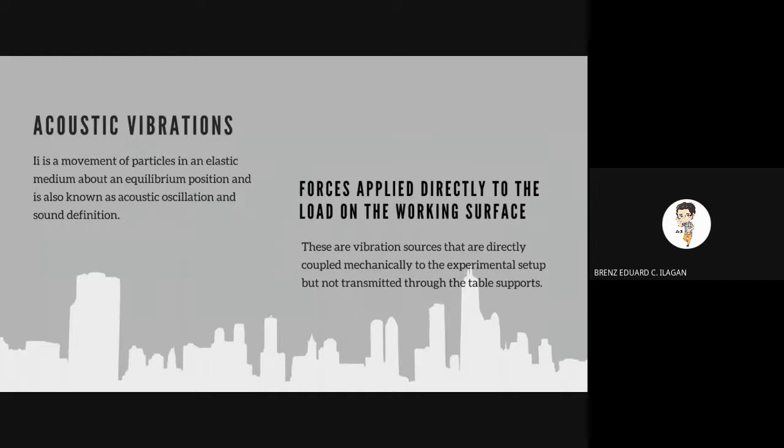The last source of vibrations are the forces applied directly to the load on the working surface, which is the final contributor to vibration. These are vibration sources that are directly coupled mechanically to the experimental setup but not transmitted through the table supports. Examples include vibrations resulting from a moving positioning stage with a sample on top of it, or the vibration transmitted to the working surface via the vacuum system tubing.